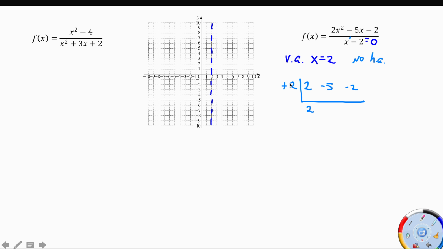Okay, bring the 2 down. 2 times 2 is 4. 2 times negative 1 is negative 2. I don't care what the remainder is. Here's my oblique asymptote. Y equals 2x minus 1. So I got to be able to graph that slanted line, right? My y-intercept is negative 1 and a slope of 2, up 2 over 1, up 2 over 1, up 2 over 1. Or down 2, backwards 1, down 2, backwards 1, down 2, backwards 1.